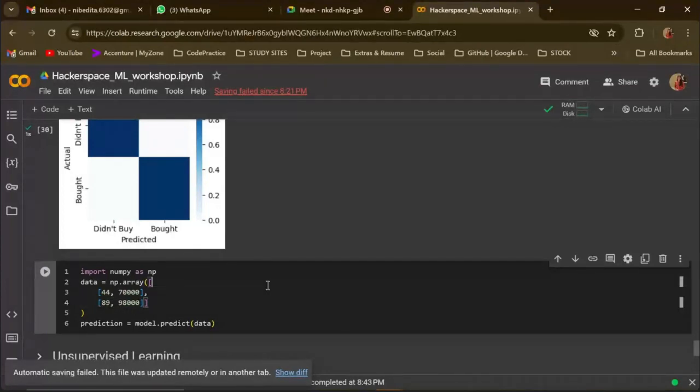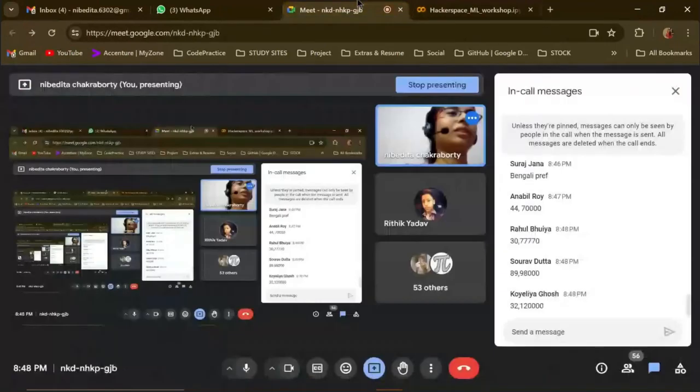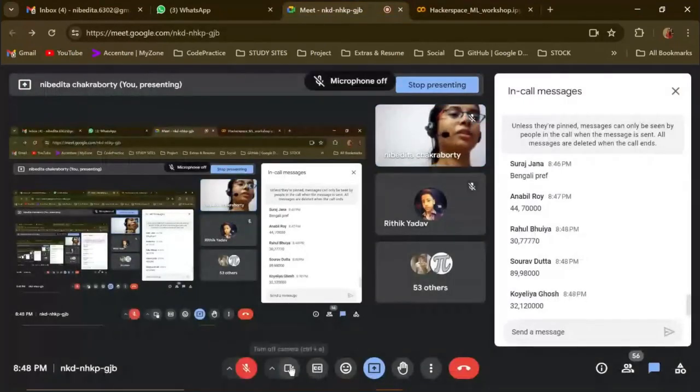This confusion matrix, where is the confusion? So we are getting confused with the confusion matrix, right? Yes. Okay, so please hold on a second. I'll explain it in 1 minute.